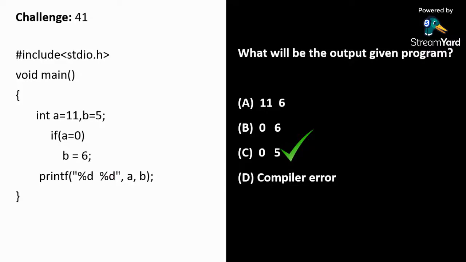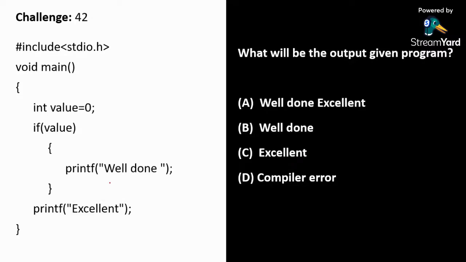Moving on, I'll do one last question and then we'll wind up for the day. What will be the output here? Int value is 0. If value, then print well done, else it will print excellent. So in that case, it should print excellent because value is 0. So well done will never get printed. So that is option C, excellent.